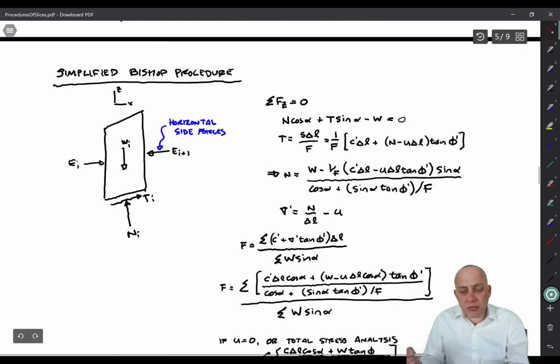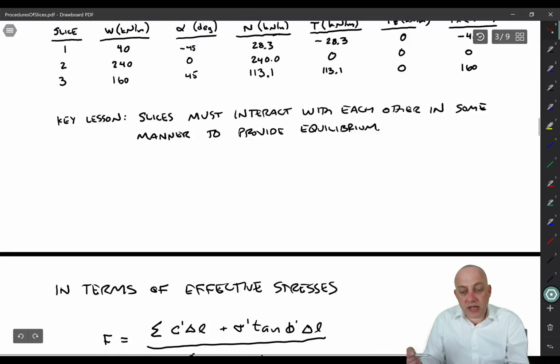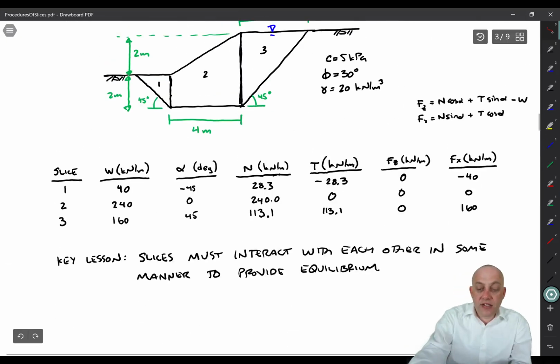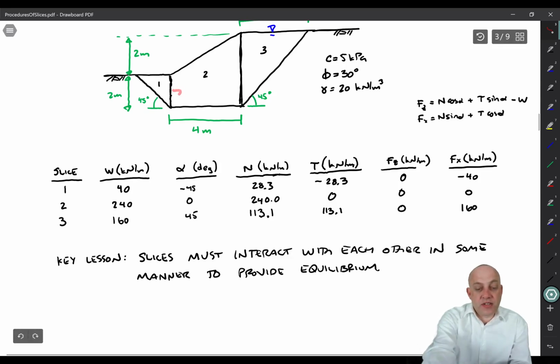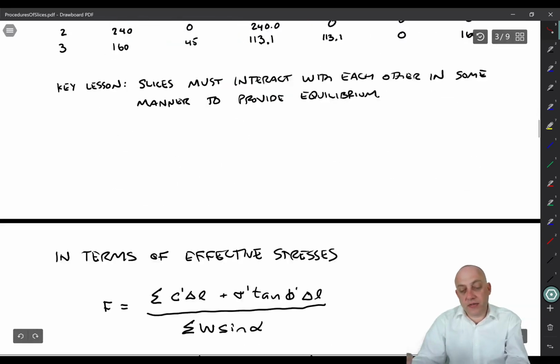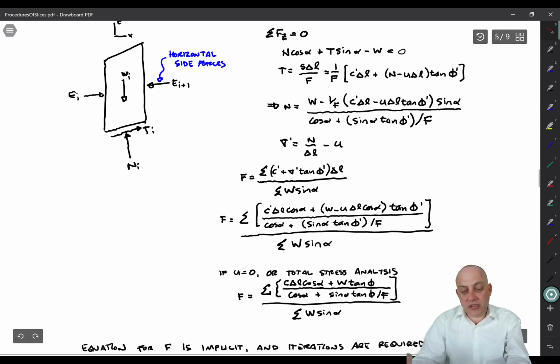I don't know if I showed it before. I may have not pointed this out, but for the ordinary method of slices, slice 1 actually has a negative t, which means that it's acting in this direction instead. And that's because we assume there were no forces there. So this slice would actually fail in the down to the right direction. Doesn't make a lot of sense.